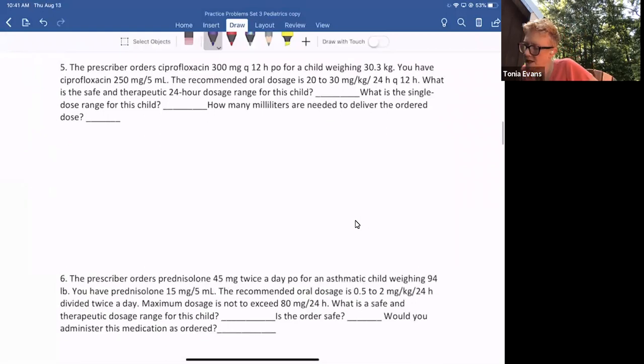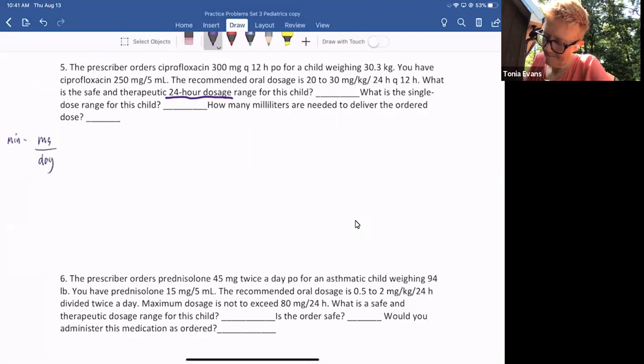Okay, we have Cipro 300, Q12 hours. Our weight is in kilograms. Here's what we have available. There's our order. What is a safe and therapeutic 24-hour dosage range? So I want to know how many milligrams per day. Let's go with minimum. We've got a range here, so milligrams per day, because that's what we're being asked, right?